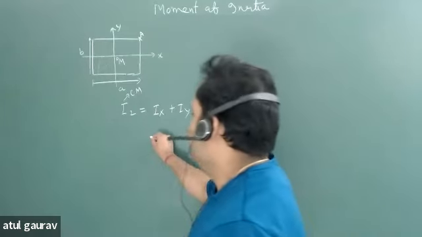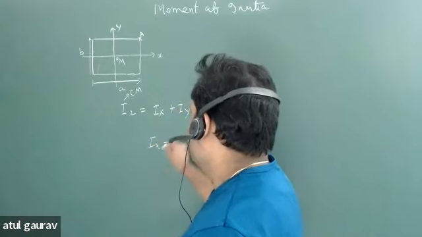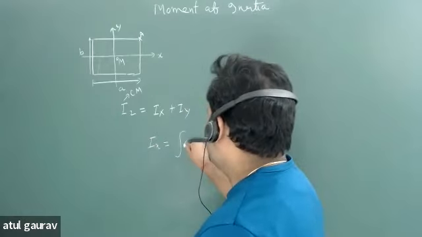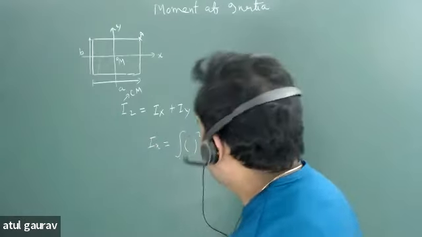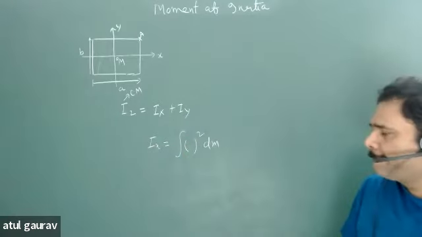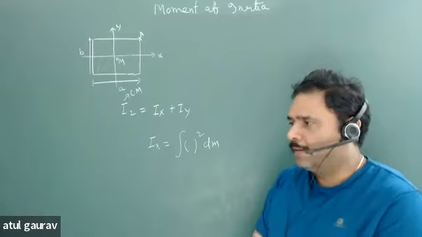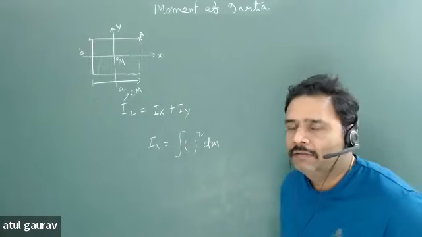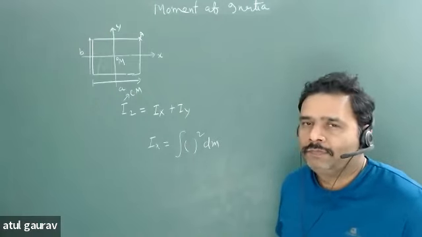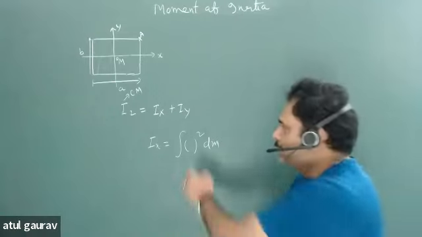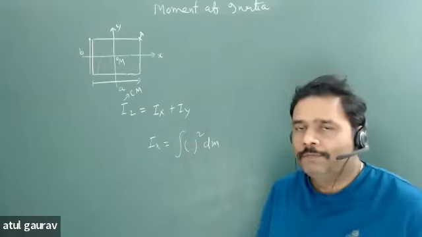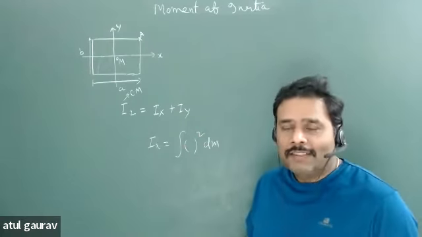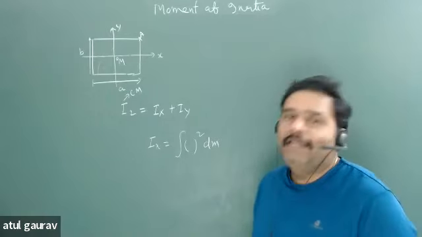So what is Ix? Ix will be the integration of dm times something squared. Can you tell me what this something squared is? Please, you can make a small mistake. Just tell me whatever you understand it to be. Here is the real concept. What is this particular thing? Y. A plus B, sir. This is a variable, not a constant. Sir, Y. Why? Very good.